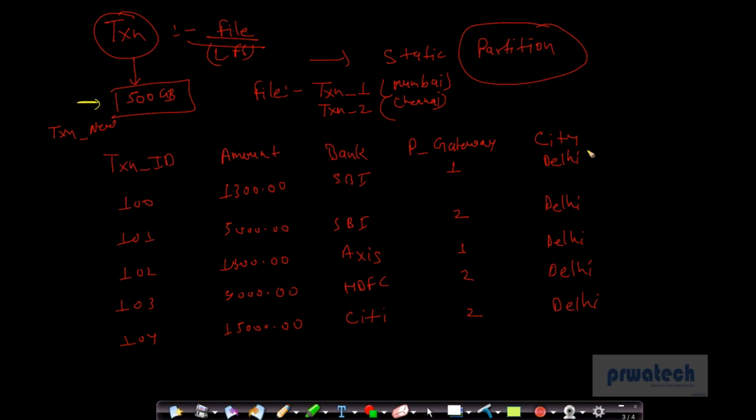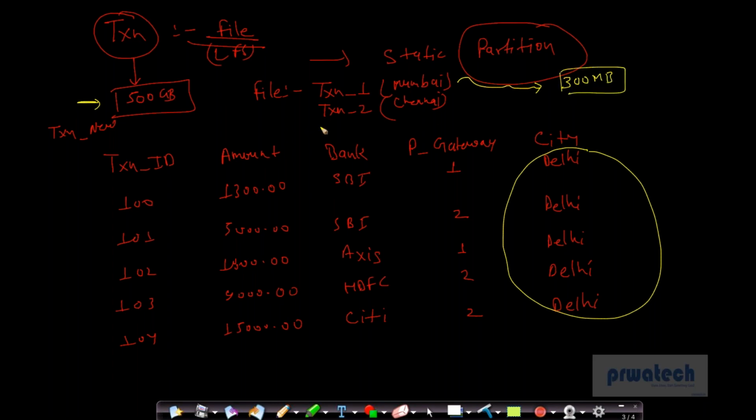And all the results belong to Delhi. Then txn1 is another set of files, and this volume is, let's say, 300 MB. 500 MB for the first city, the second city, and for Chennai we have some 950 MB. Okay, and all these files are separate.